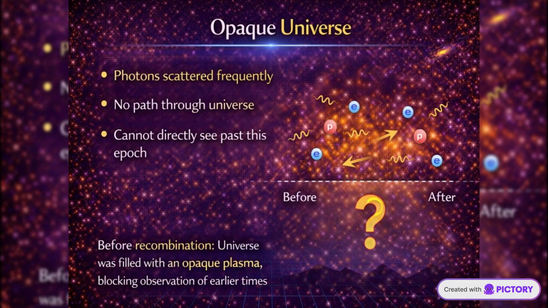About 380,000 years after the Big Bang, the universe cooled significantly. Protons and electrons combined to form neutral atoms. This process is called recombination. It marked a major transition in the universe.